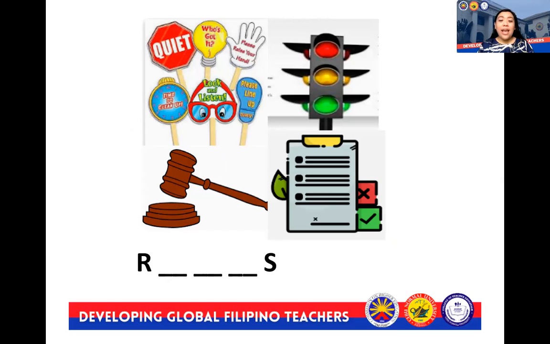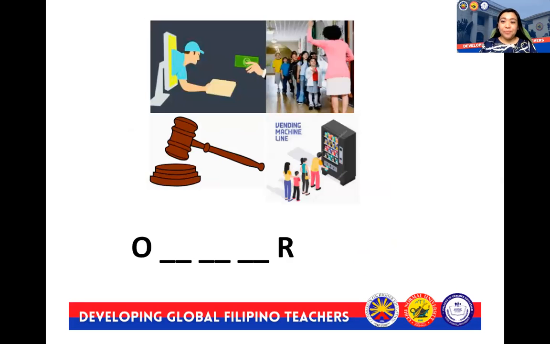You guessed it right. The word is rules. So there are rules, just like the traffic light. Those are traffic rules. And last picture. The word is order. Correct. Order. So you put order, you put the proper ways of doing things.